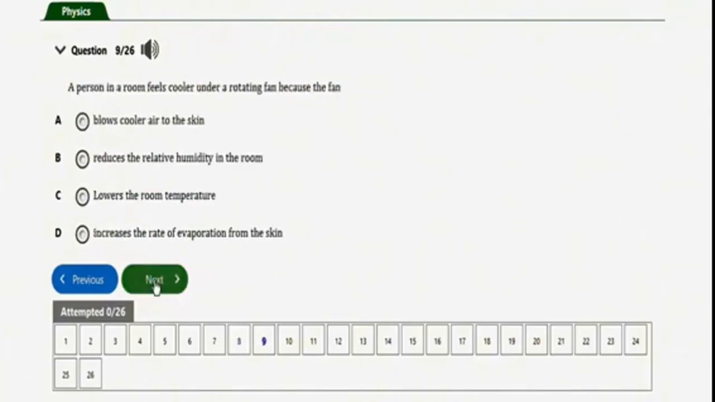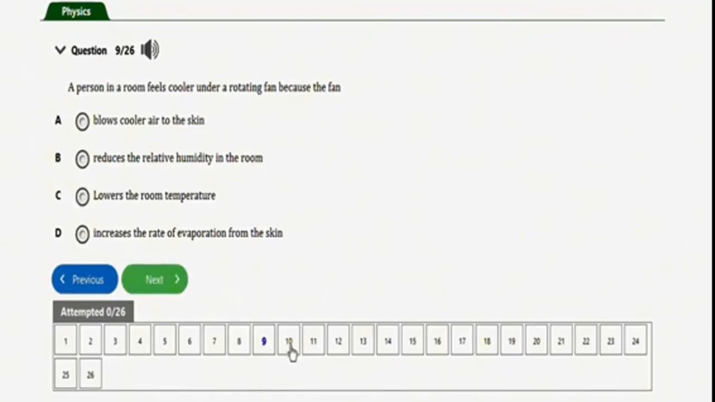Next question is this one. It says a person in a room feels cooler under a rotating fan because the fan blows cooler air to the skin. No. Reduces the relative humidity in the room. No. Lowers the room temperature. No. Increases the rate of evaporation from the skin. Yes, this is correct. So option D is correct.